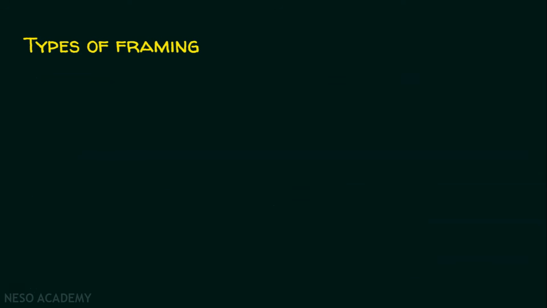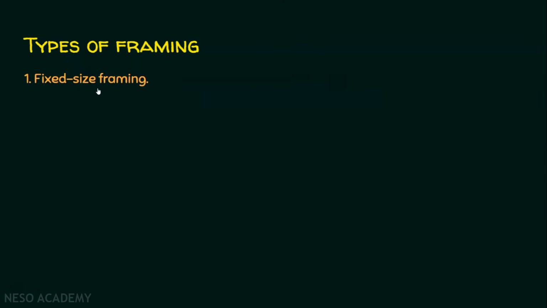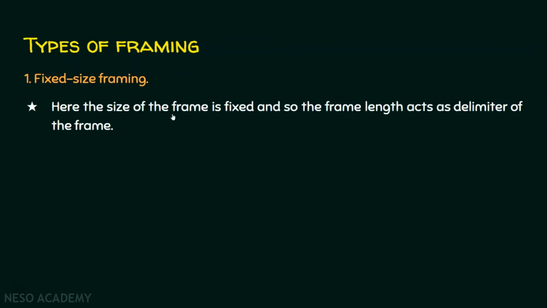We have basically 2 types of framing. One is fixed size framing. Number 2, variable size framing. We will see them one by one. We will start with fixed size framing. In fixed size framing, the sender and receiver know the size of the frame. So it is easy for the sender and receiver to construct the frame. Here, the size of the frame is fixed so that the frame length acts as the delimiter of the frame.